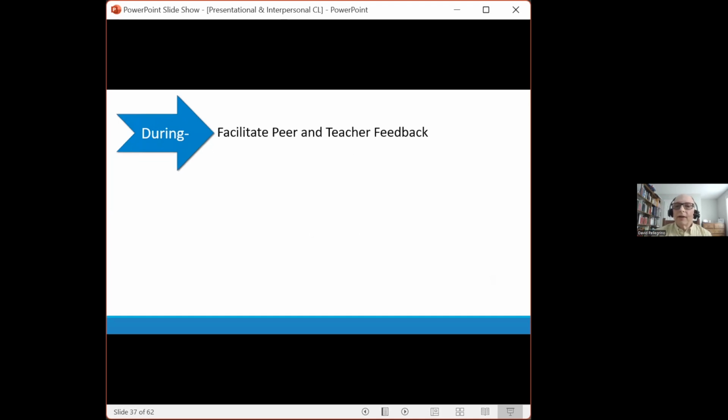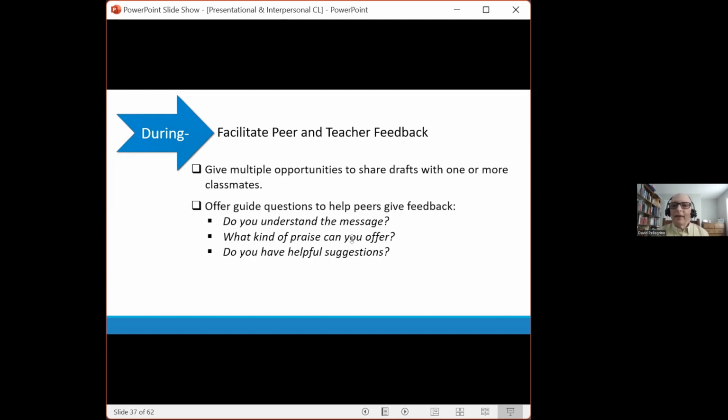Okay, let's talk about feedback. Let's give them multiple opportunities to share drafts with one or more classmates. If it's a spoken task, we can walk around and they can walk around and share what they're going to say with different partners and get feedback. And of course, the teacher is always listening as well. If you're asking peers to give feedback, it's helpful to give them something specific to look for.